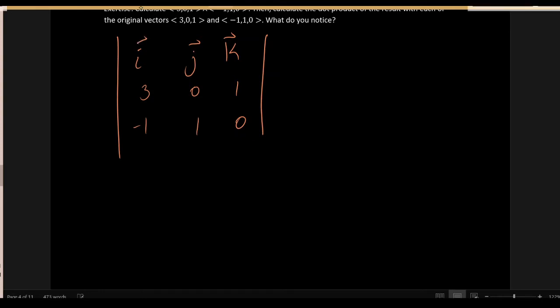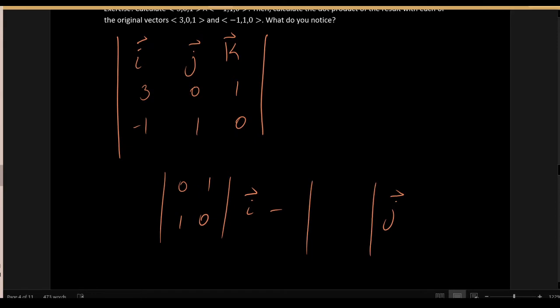So, we take the vector i in the first row and first column, and multiply it by the determinant that excludes the first row and the first column. Subtract j, who lives in the first row and second column, exclude the first row and the second column. Then add k, who lives in the first row, third column, exclude first row, third column.